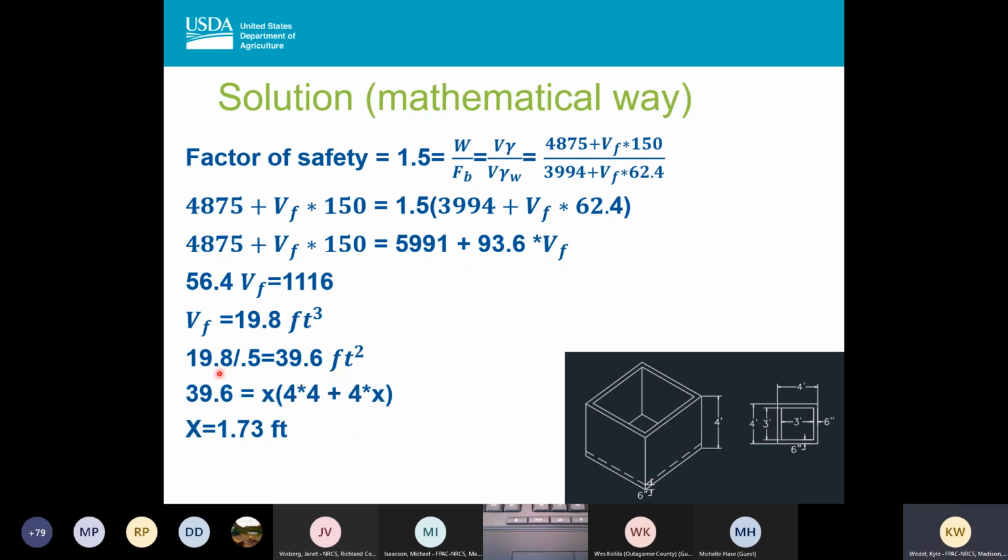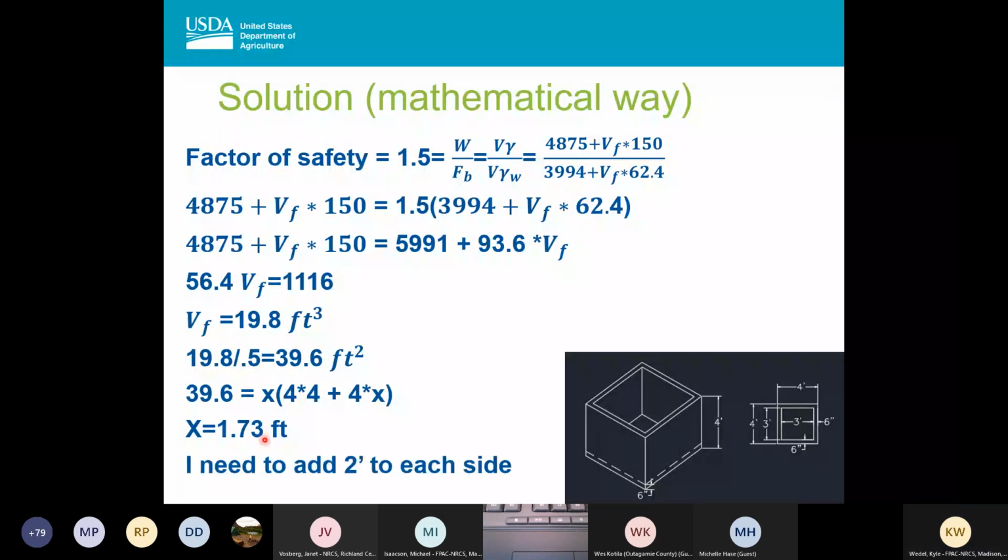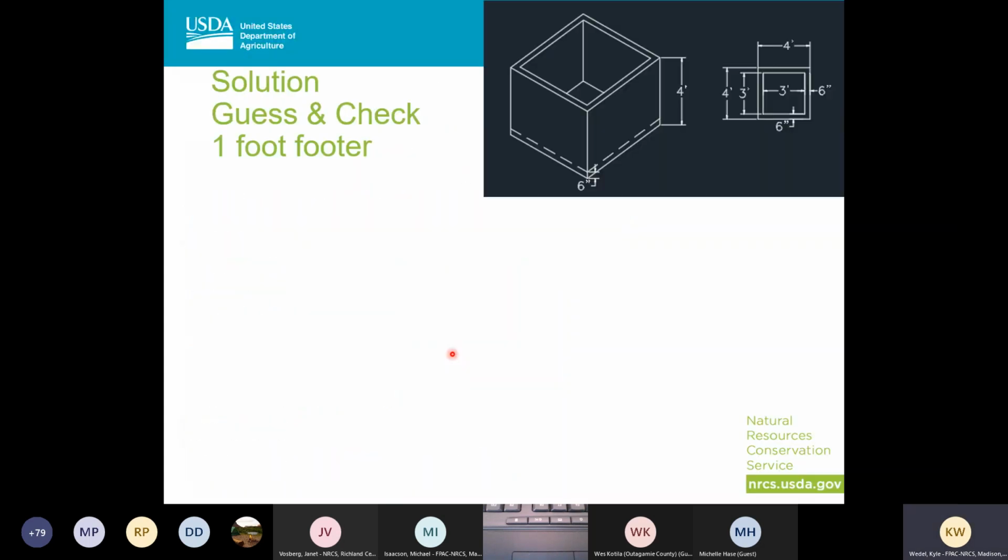And then you can set up another equation, and you can come up with that. That's going to extend out 1.73 feet. And so you know you're going to need to extend this out 2 feet on each side if you're doing it in even foot increments. So going through it in the guess and check method, this way you're going to calculate out the volume of your concrete first.